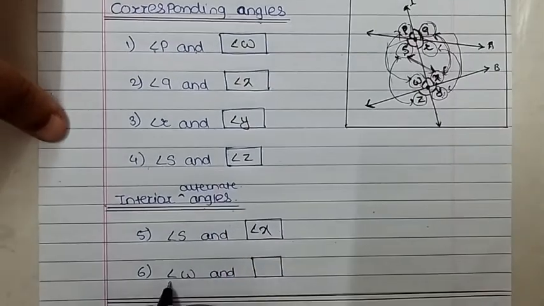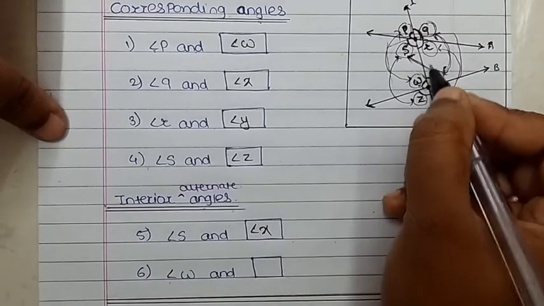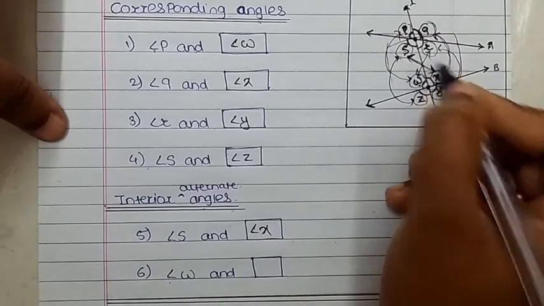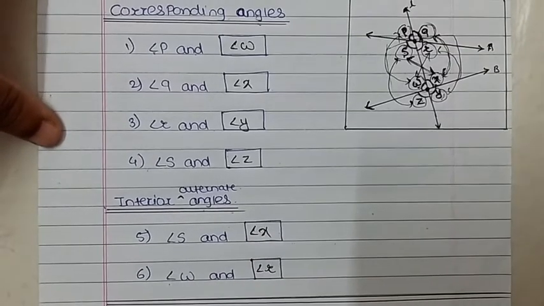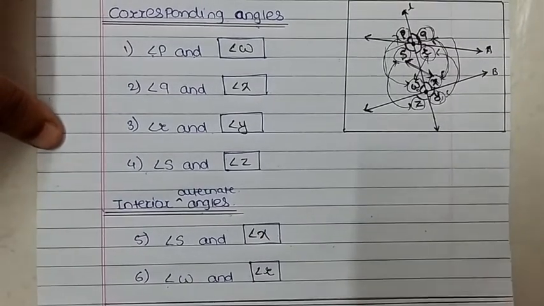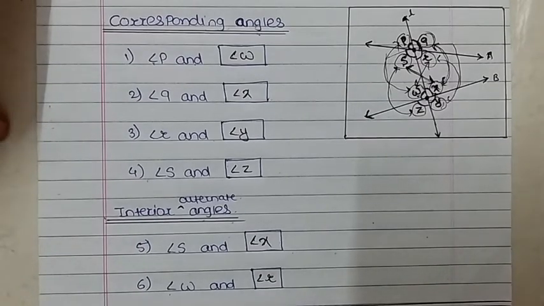Correct? Next, angle W. It is equivalent to what? Angle R. So like this you have to solve the first question, which is based on the corresponding angles and interior alternate angles.